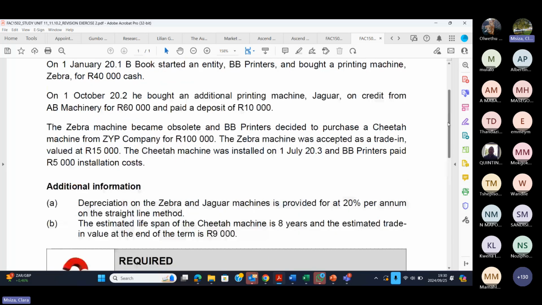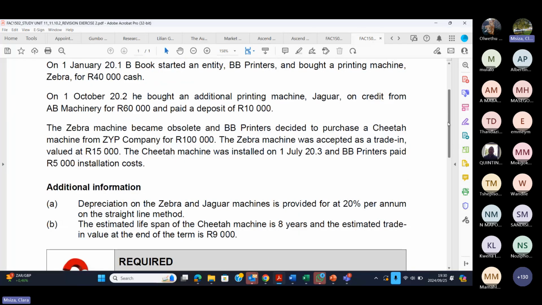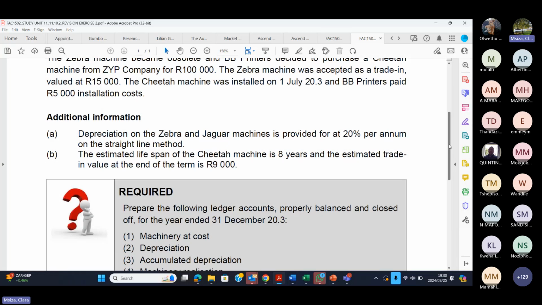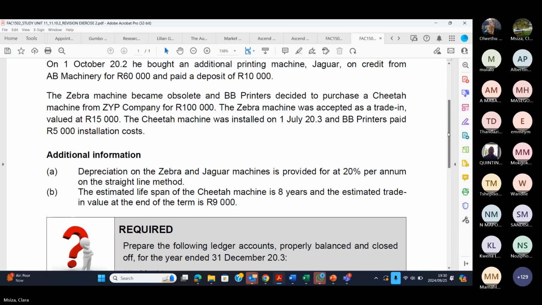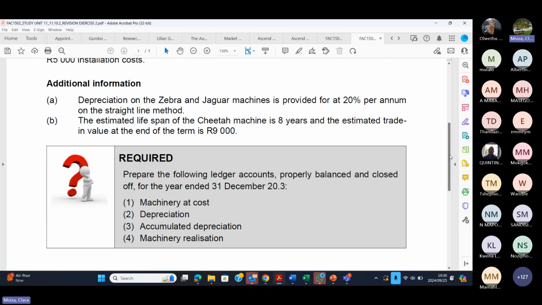So you will have to calculate for me accumulated depreciation and carrying amount at 20.3. Remember, it was bought 1st October 20.1, 20.2. And now I need the carrying amount at 31st December 20.3, and depreciation for 20.3, because those are the amounts that we need to put into our ledger accounts.